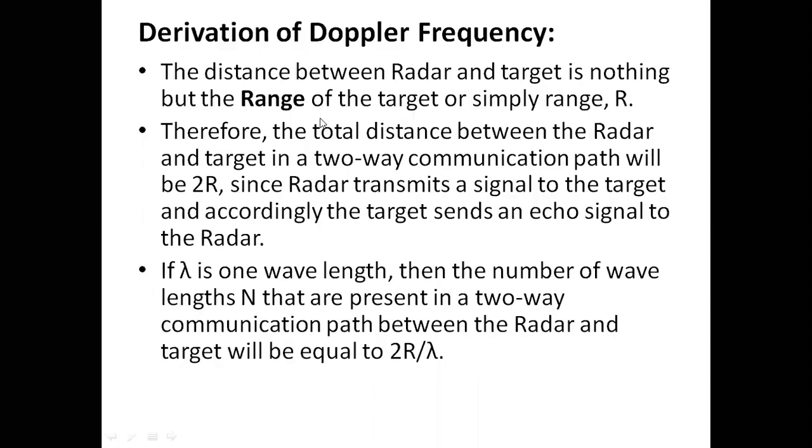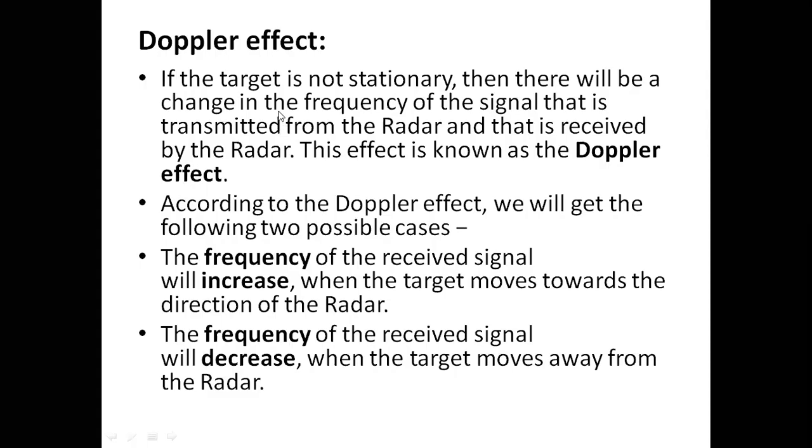So this is about Doppler frequency. Why we are using Doppler effect or Doppler frequency means in order to find out the velocity of moving targets. That means if the target is not stationary, if the target is moving, that means there is a change in the frequency. That is, the transmitted signal frequency is not equal to the received signal frequency. That effect is known as Doppler effect.